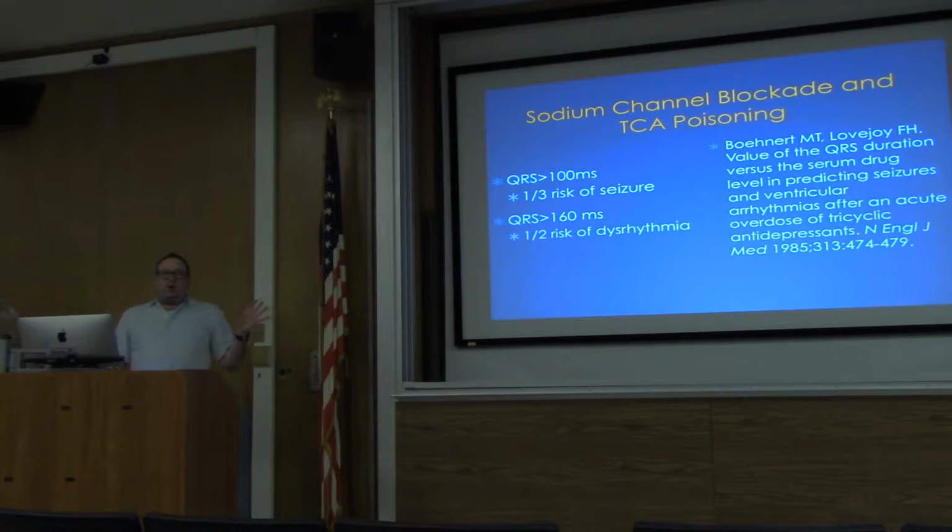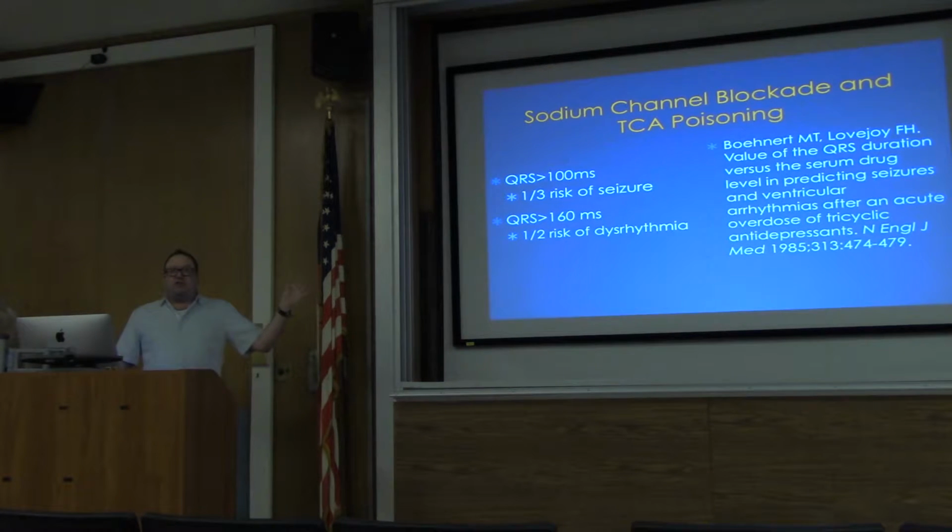Probably the most important of the sodium channel blockers are tricyclic antidepressants, and we've talked about this before. The QRS prolongation is actually a better marker as a predictor of toxicity than levels of tricyclics in the blood, because you're basically directly measuring toxicity. So QRS over 100 is a 1 in 3 risk of seizure, and QRS over 160 is a 1 in 2 risk of dysrhythmia, based on the study by Bonner and Lovejoy.